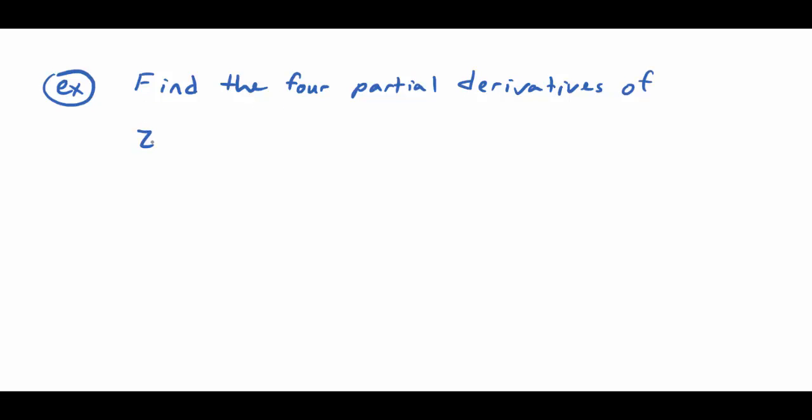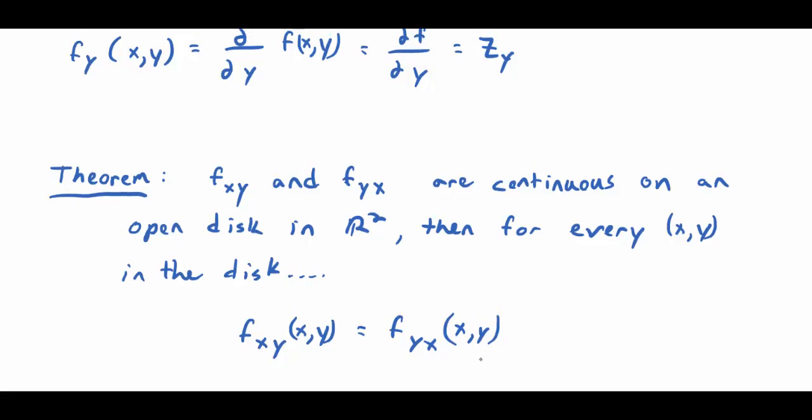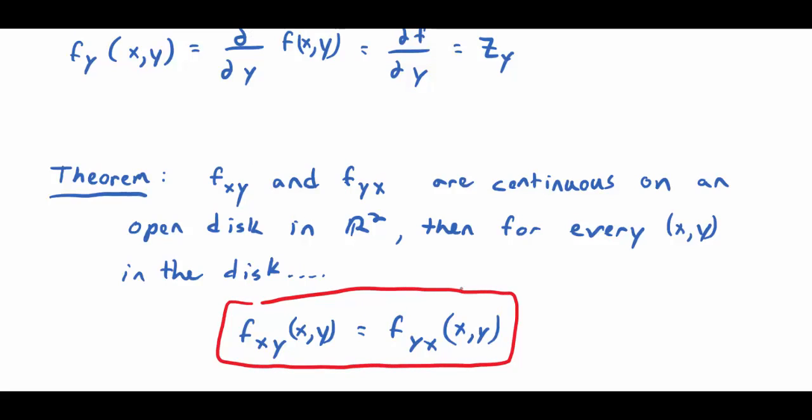Of this function, z equals 2x e to the y minus 3y e to the negative x. In the process, I think we'll observe that last theorem. We call these the mixed partials. So you might hear somebody say the mixed partials are equal. So you can't say like f sub xx equals f sub yy. That won't necessarily be true, but the mixed partials are equal.